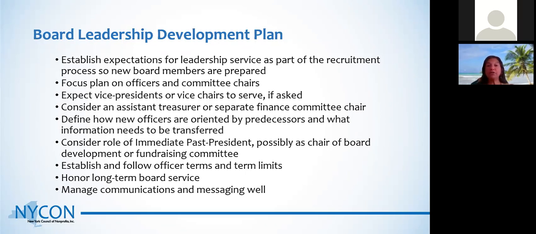Use your leadership development plan to honor long-term board service. This can be a great way of rolling people off the board who aren't able to continue to contribute, is to say, you've been on the board for 15 years, 20 years. We'd love to honor your service. We'd love to do it as a fundraiser. We'd love to help you transition into an honorary committee role so that you can involve our major donors.